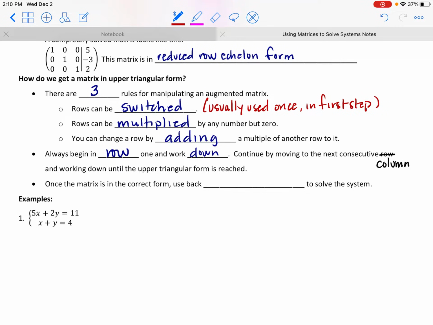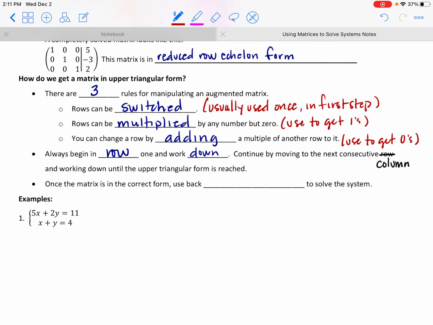The multiplying by a non-zero number, this is generally the rule that we're going to use to get a 1. Use to get 1s. So if I want a 1, a 0, a 0, a 1, a 0, and a 1, these guys, this 1 here, this 1 here, and this 1 here, if we can't get them by just switching, generally it's going to be multiplying by some non-zero number or dividing by some non-zero number. Okay? And then the adding a multiple of a row to another, that's going to be the rule that we're going to use to get zeros. So we're going to use this to get our zeros.